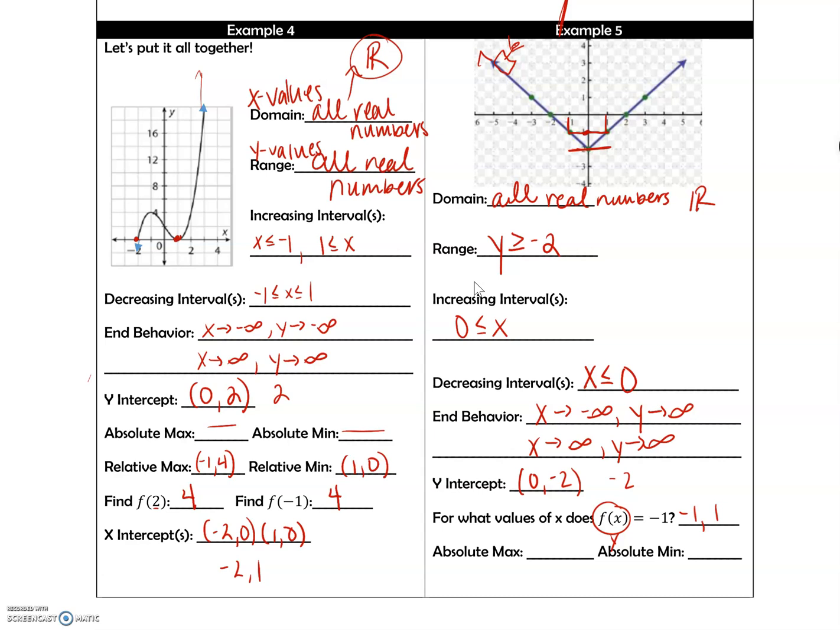This graph does not have an absolute maximum, but it does have an absolute minimum. The lowest point that this graph will reach is -2, and that would be 0, -2.